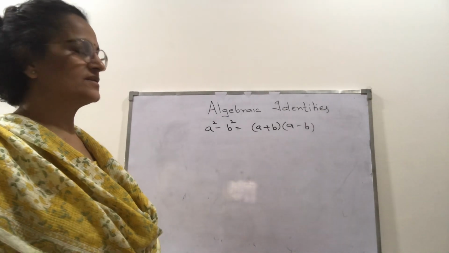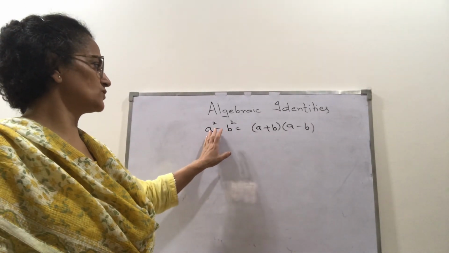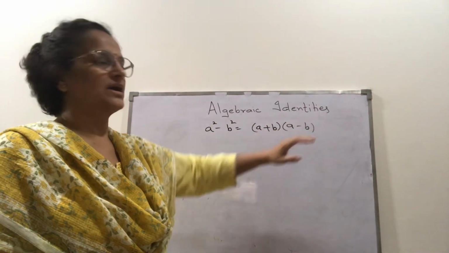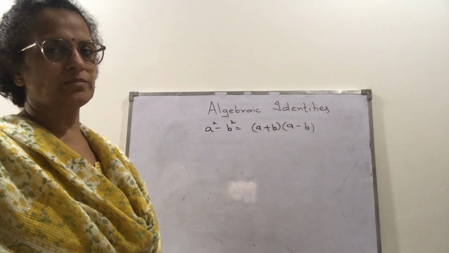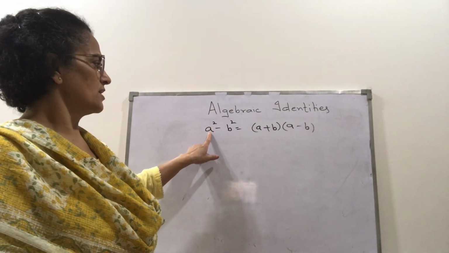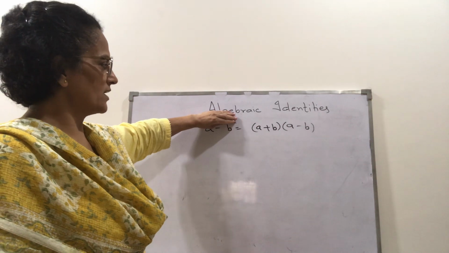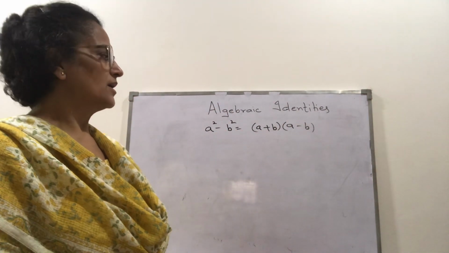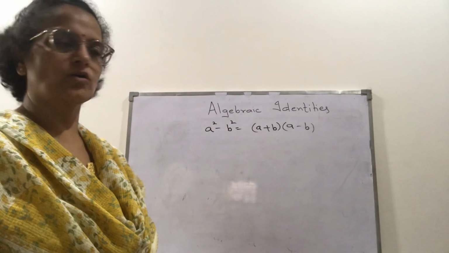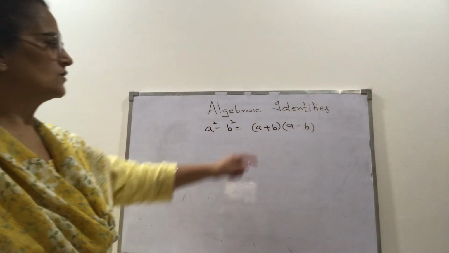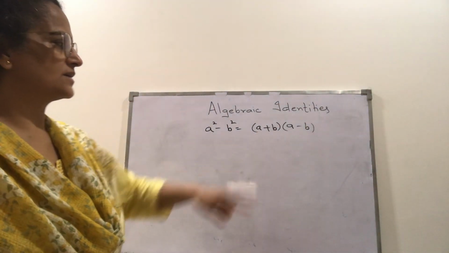Today we will understand the identity a square minus b square is (a plus b)(a minus b). So how will you remember that? If there is a square, you leave the square and write a minus b and a plus b. Let's see how we got to this. Now this cannot be solved further, so we will open up these brackets and solve.